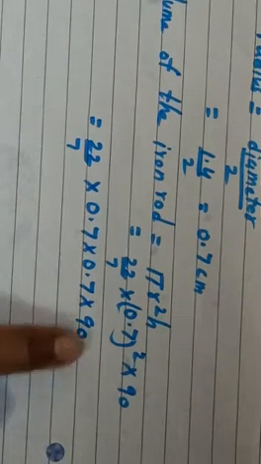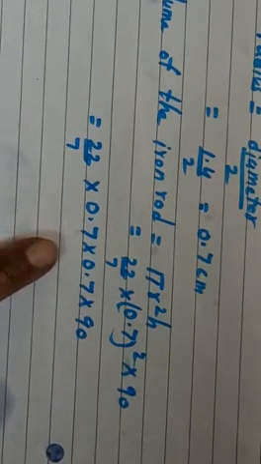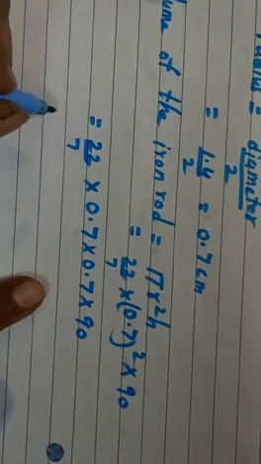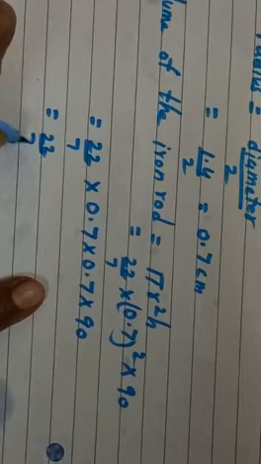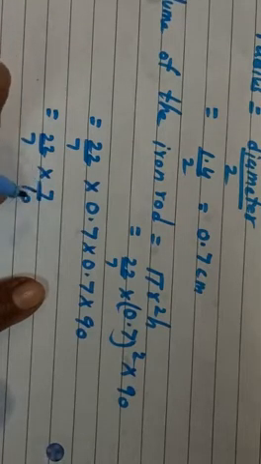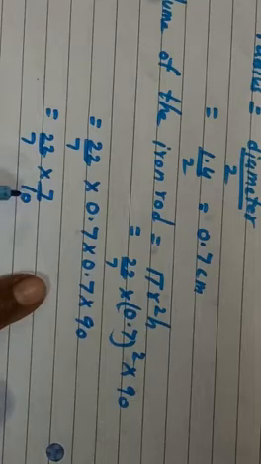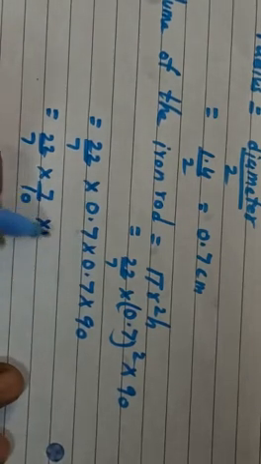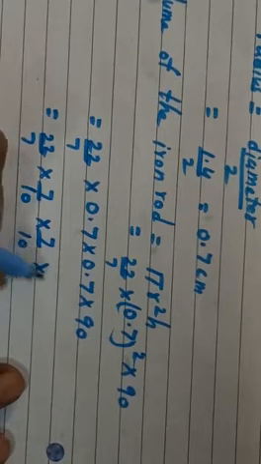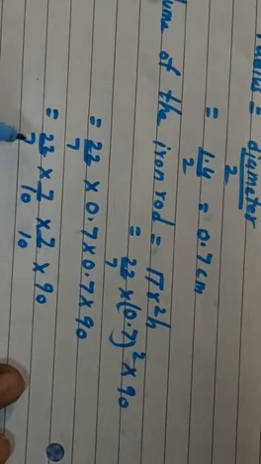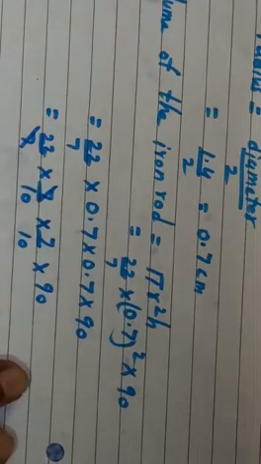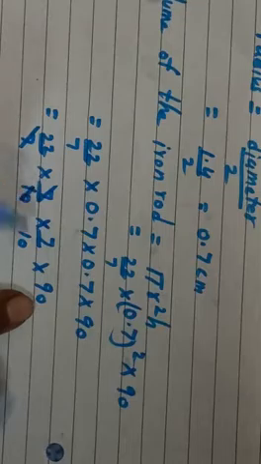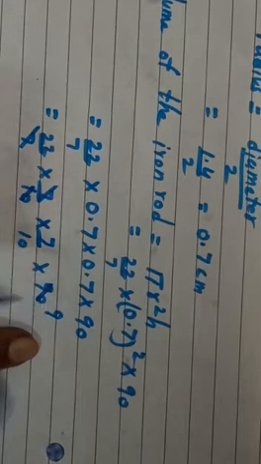Now as I explained to you all, this is 0.7, a decimal fraction. So we can write it in the form 22 upon 7, into 7 upon 10, into 7 upon 10, into 90. 7 upon 10 is 0.7. If there is 10 in the denominator, after the decimal point there should be 1 digit. Now 7 and 7 cancel. This also we can cancel: 10 ones are 10, 10 nines are 90.